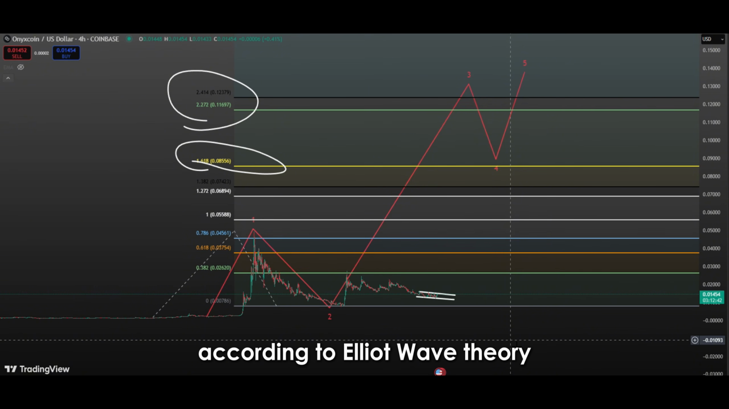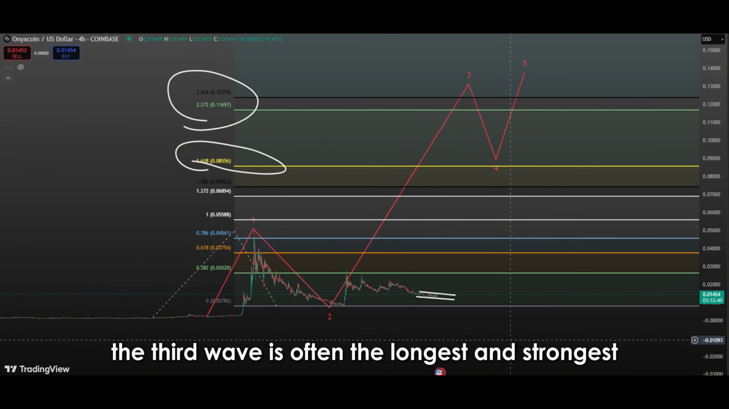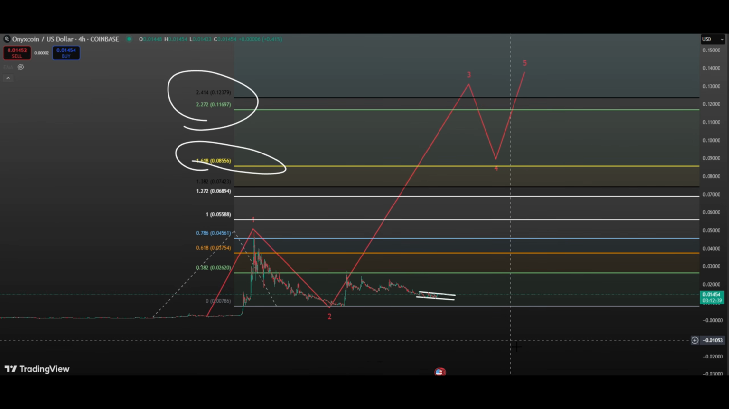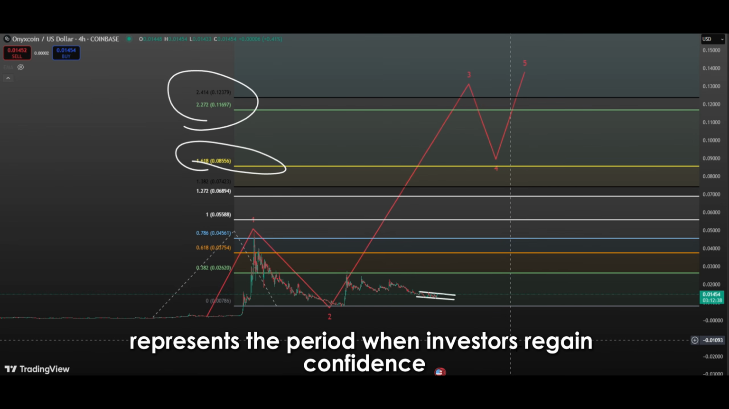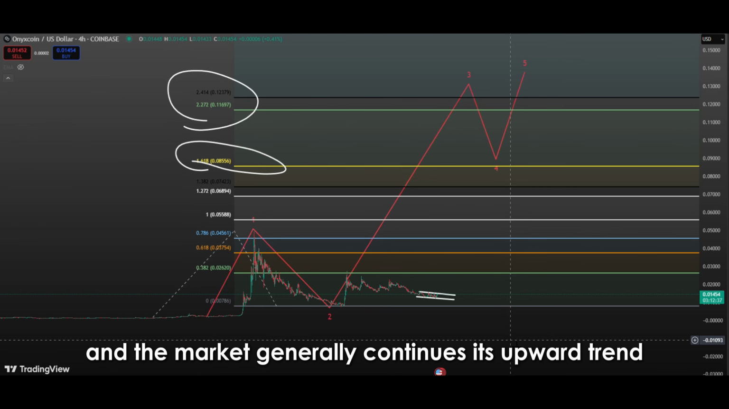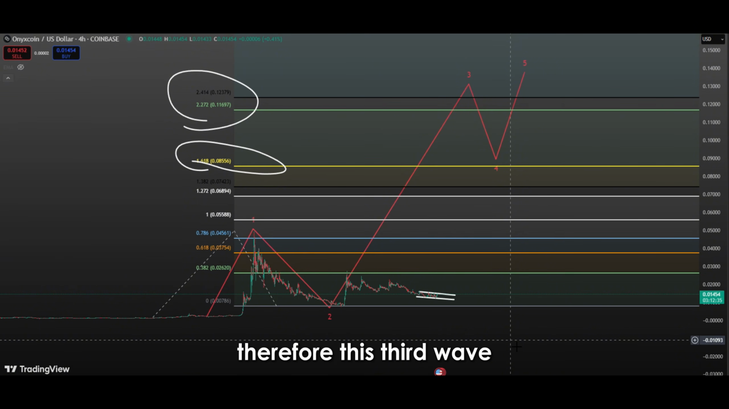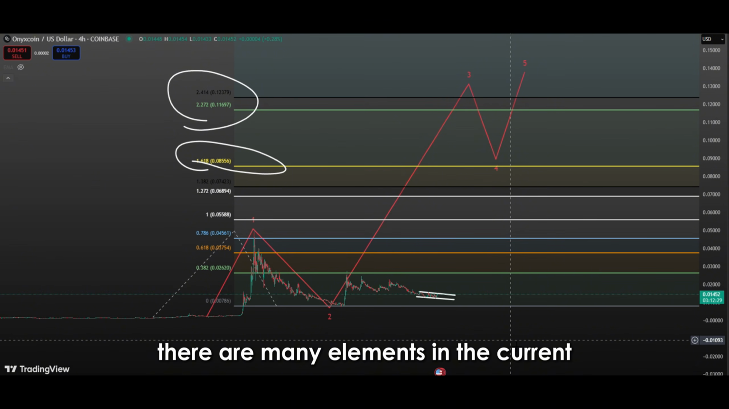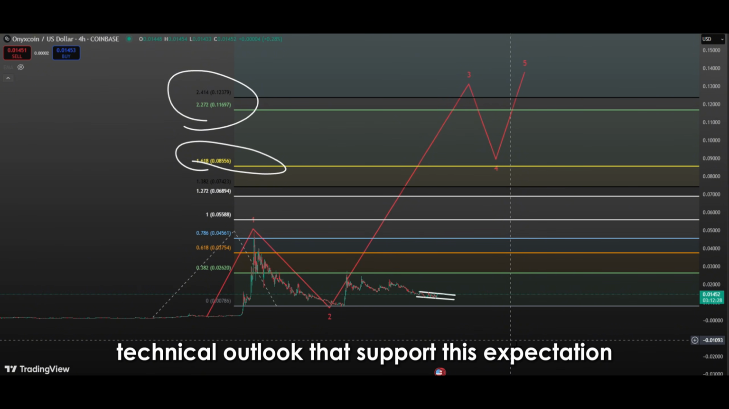According to Elliott wave theory, the third wave is often the longest and strongest. This wave represents the period when investors regain confidence and the market generally continues its upward trend. Therefore, this third wave, which follows the second wave, usually brings with it a fast, voluminous, and sharp rise. There are many elements in the current technical outlook that support this expectation.